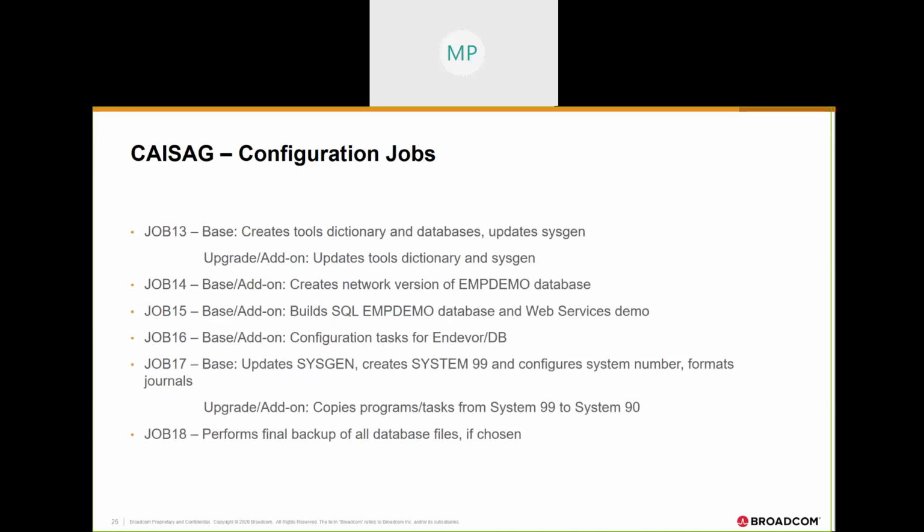Job 17, as a base, it will update the sysgen. It creates system 99 and configures your system number. It also formats journals. For an upgrade and an add-on, it copies programs and tasks from system 99 to system 90. And job 18 performs final backups of all database files if the backup options were chosen.